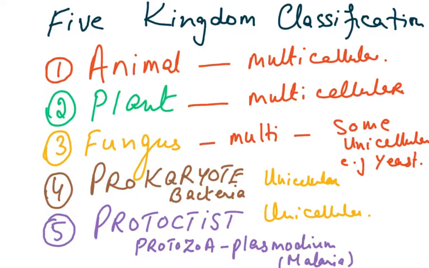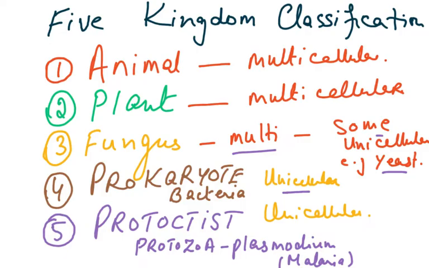Now the first thing is to place all the organisms according to their features into a 5 kingdom classification. It means we can put all the living organisms into 5 categories. The first one is animal, which is always multicellular. Plants are always multicellular. Fungi are multicellular, but some are unicellular, like yeast, which is a unicellular fungus, but mushroom is a multicellular fungus. Then prokaryotes are only bacteria, so they'll always be unicellular.